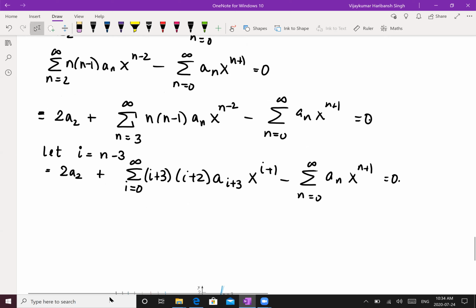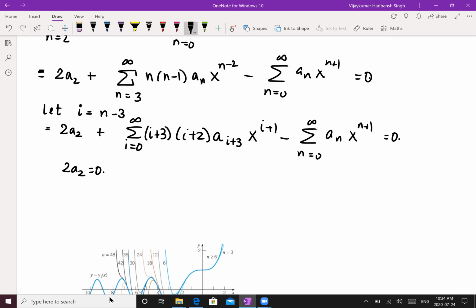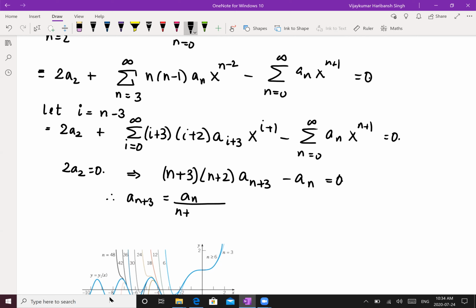So from here we can get that a2 must be 0. And if you compare, instead of i you can write n, so you will see that this implies n plus 3 times n plus 2 times a of n plus 3, minus a_n equals 0. So this gives us a of n plus 3 equals a_n upon n plus 3 times n plus 2.